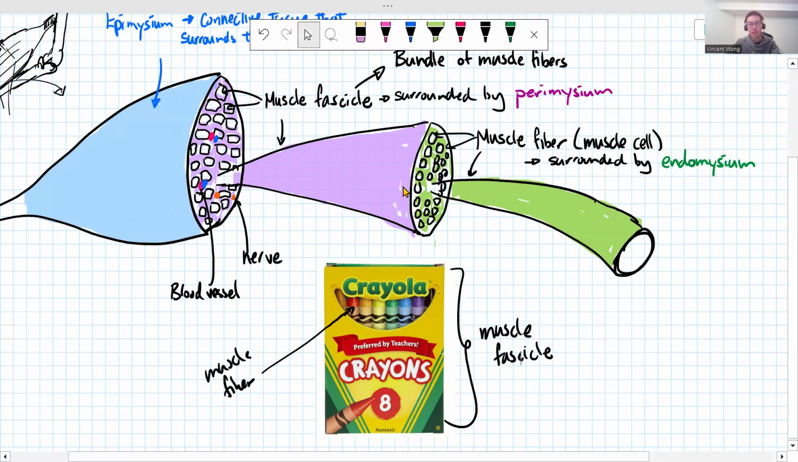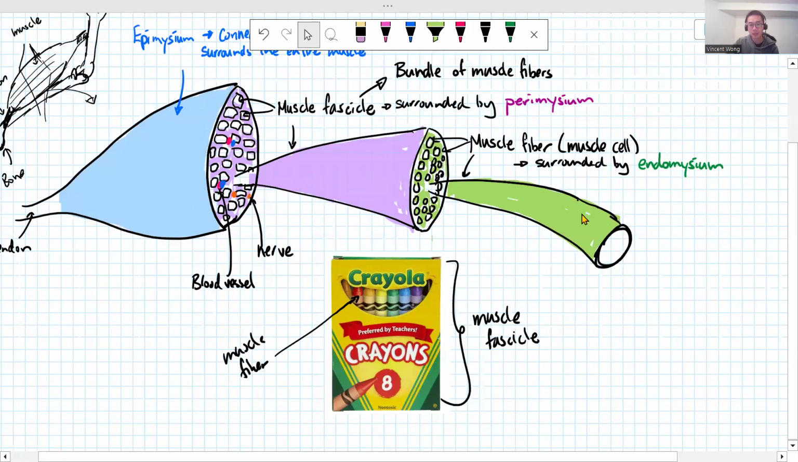Look over here. Can you see my mouse? You should be able to. So this is the crayon, this is the muscle fiber, and you put a bunch of them and you get a bundle, that's like the purple thing right here, right? That's the muscle fascicle. You can put a shrink wrap around this thing, like plastic cellophane wrapping, then that would be like the perimysium.